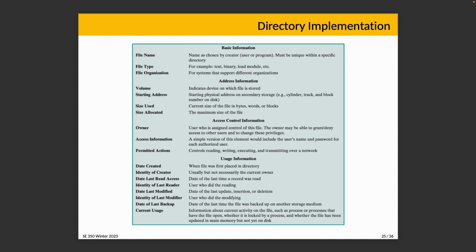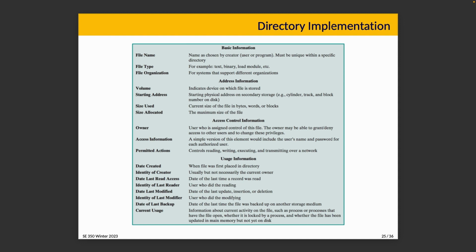This table, which please do not attempt to memorize, this is kind of ridiculous, just gives you an idea of the different attributes that could hypothetically appear on a directory. There's a name, type, organization, volume, access control information, usage information, all of this. All of this is to say it's just a little bit crazy, right?